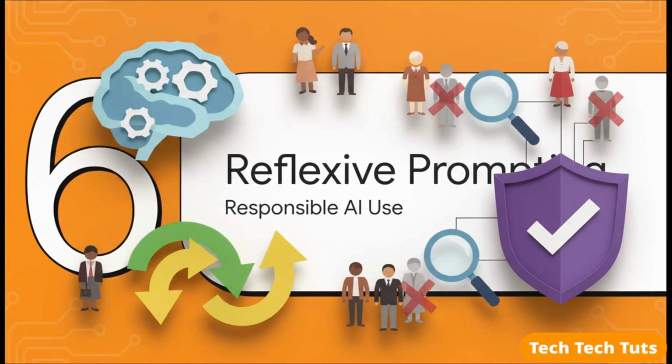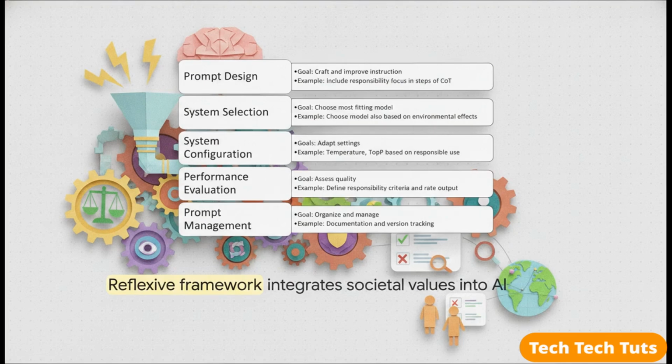And finally, Section 6, Responsible and Reflexive Prompting. As we get better at these functional techniques, we absolutely have to address ethical errors too. Take the early 2024 incident, for example, where an AI image generator produced historically inaccurate representations because of a technical overcorrection for diversity parameters. To avoid misalignments like this, we use the reflexive prompt engineering framework.